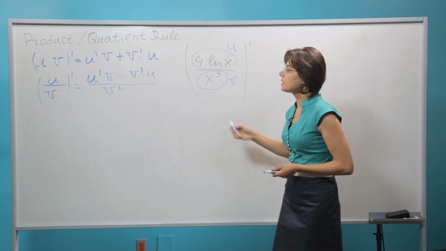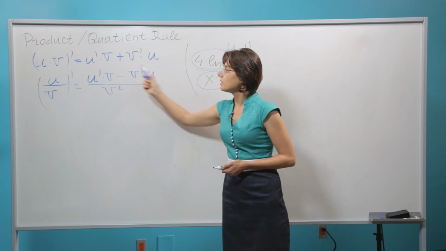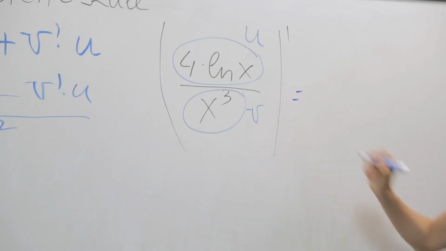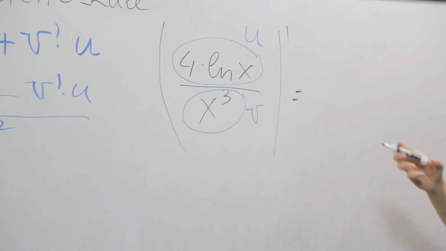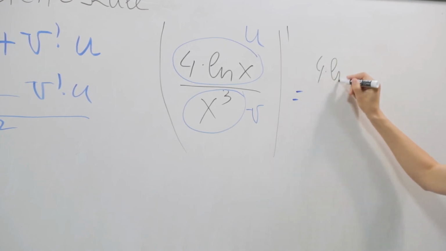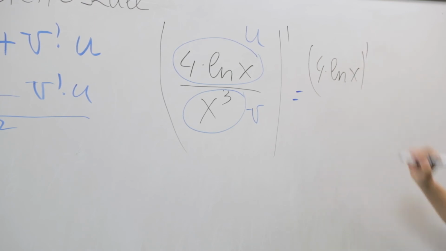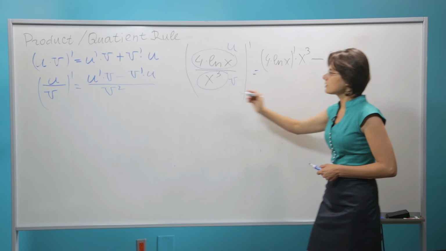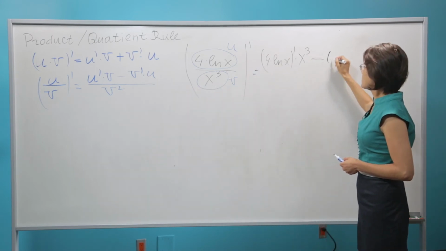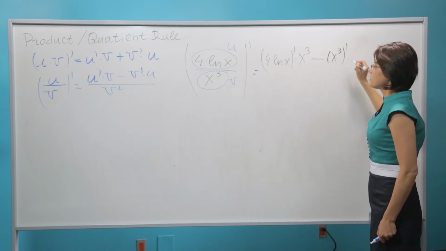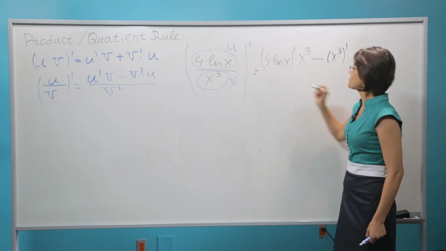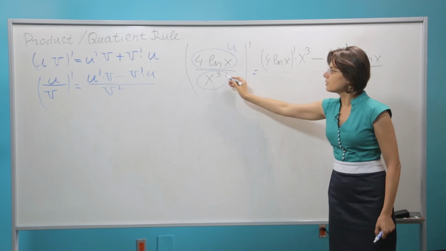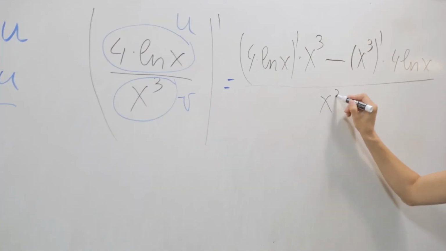Again, as before, I would rewrite my formula, the quotient rule, for my particular u and v. So it would be equal to u prime, which is 4 logarithm x derivative, times v, x cubed, minus v prime, which is x cubed prime, times u, which is 4 logarithm x, everything divided by whatever is in the denominator, squared.